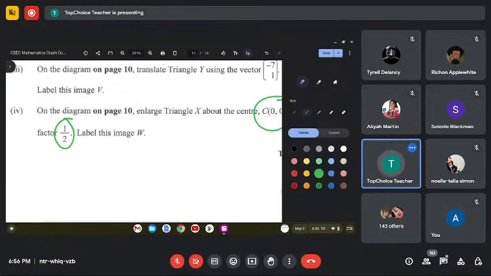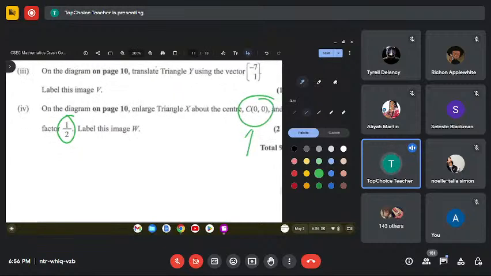Are we clear on that? The center here is telling us where it's going to be located, and the half telling us that it is going to be smaller than the actual triangle X. That's the triangle we are looking at. So let's look at the triangle X on the diagram. I already prepared this one for you.